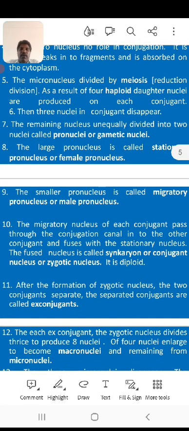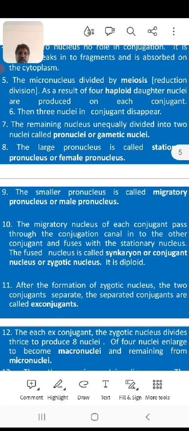Then after the formation of the zygotic nucleus, the conjugants separate. What do we mean by conjugants? In the conjugation process, two individuals of Paramecium are involved, and these are called conjugants. After the formation of the zygotic nucleus, the two conjugants separate. The separated conjugants are called ex-conjugants.